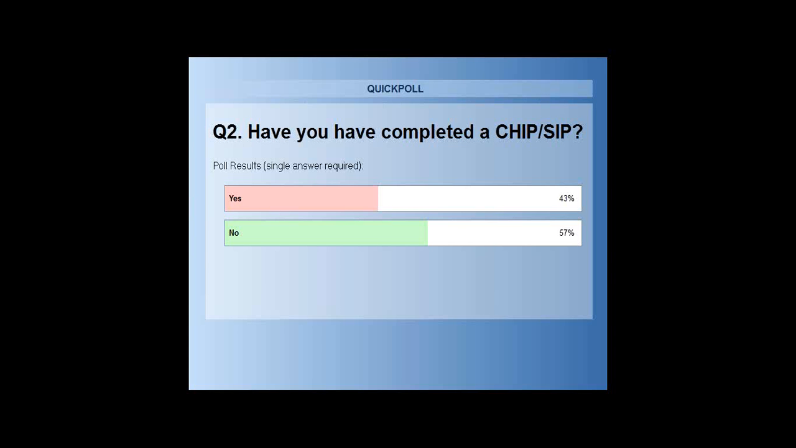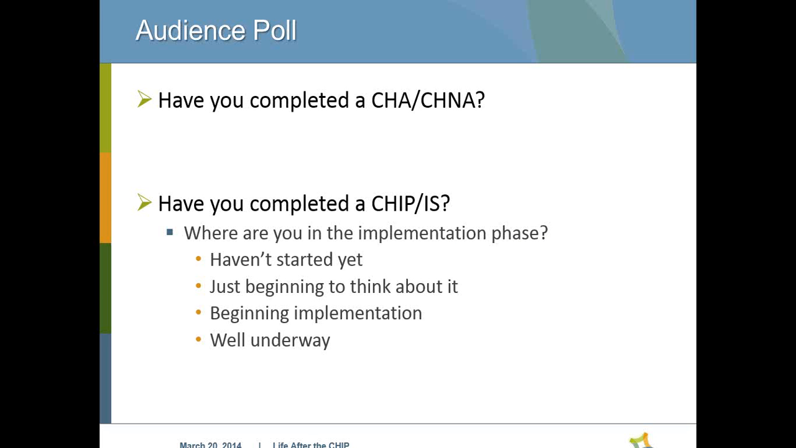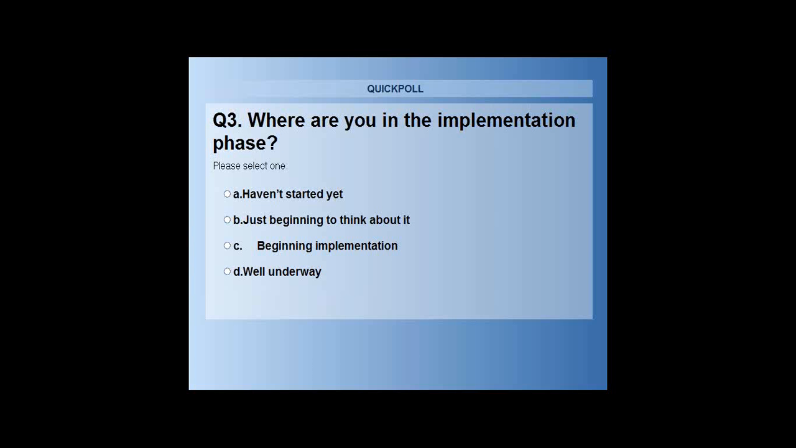Terrific. So we can see that more people on the webinar have completed a community health assessment than a health improvement plan. So we're glad that you're joining us on this webinar, since that's what we'll be focusing on today. The last question is that if you have completed a community health improvement plan, where are you in the implementation phase? So we have haven't started yet, just beginning to think about it, beginning implementation, or well underway.